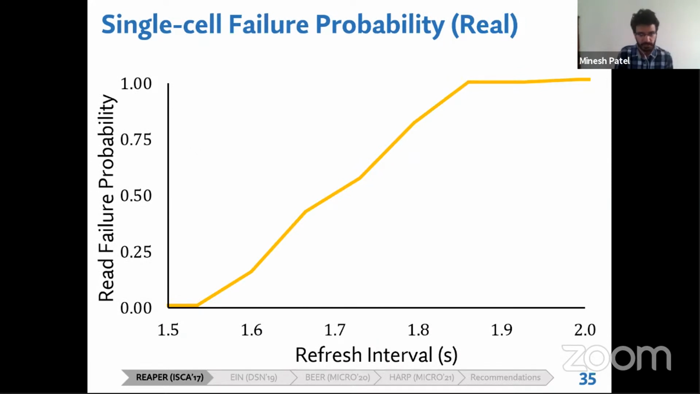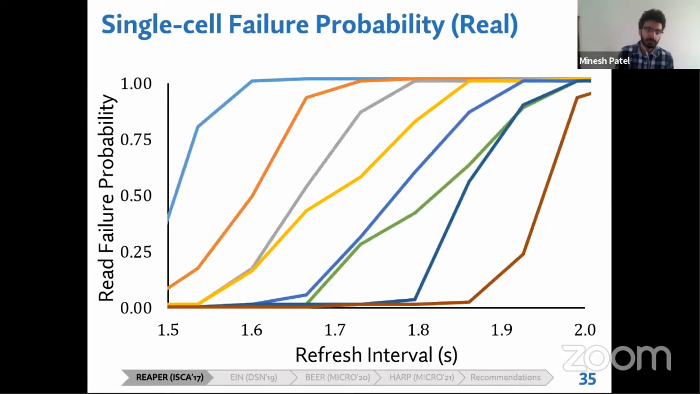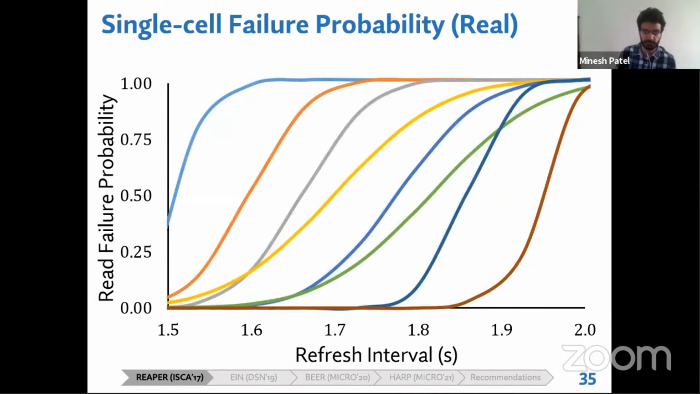Now here we show data from a real chip. And so this is collected by testing how often a given cell fails out of 16 trials. And for example, for the highlighted point shown, the cell was observed to fail 9 times out of 16 trials at the given refresh interval on the x-axis. And so we now show 8 different cells taken from the same chip, and it's a little easier to think about these if we apply their normal distribution fits.